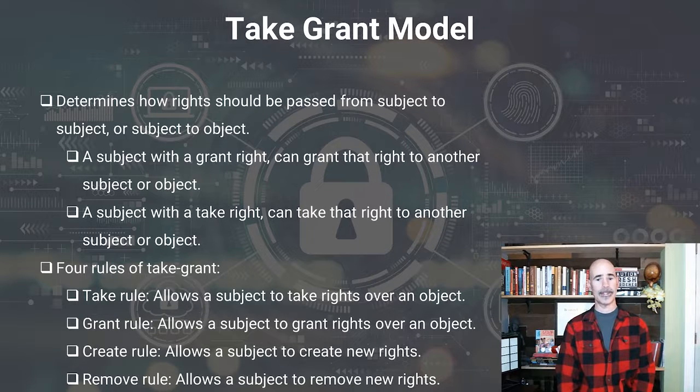The take-grant model determines how rights should be passed from subject to subject or subject to object. A subject with a grant right can grant the right to another subject or an object. A subject with a take right can take that right from another subject or object. There are four rules of take-grant: a take rule, a grant rule, a create rule, and a remove rule. The take rule allows a subject to take rights over an object. The grant rule allows a subject to grant rights over an object. A create rule allows a subject to create new rights. A remove rule allows a subject to remove rights.